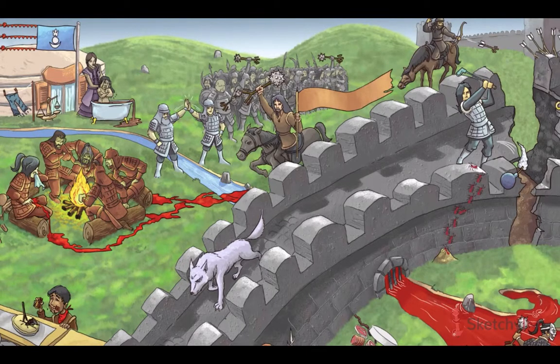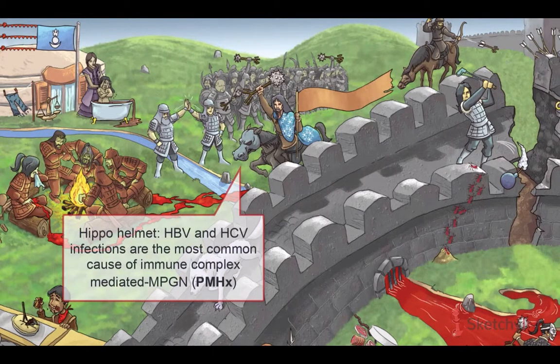Let the infections continue. When you think of immune complex MPGN, think of a chronic antigenemia or chronic circulating immune complexes that occur with chronic infections, autoimmune disease, or monoclonal gammopathies. Hepatitis B and C viral infections are the most common cause of immune complex-mediated MPGN. Hence the hepatitis hippo helmet on the horse with the long membranous flag.